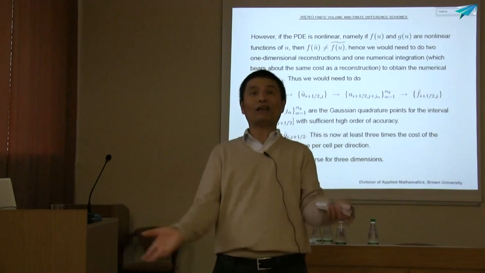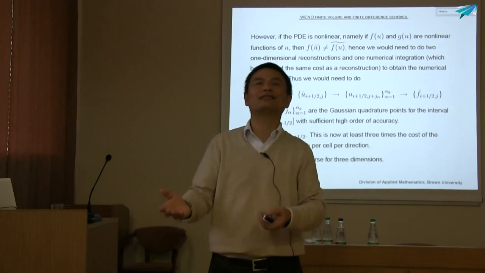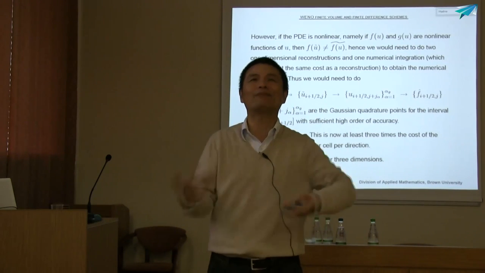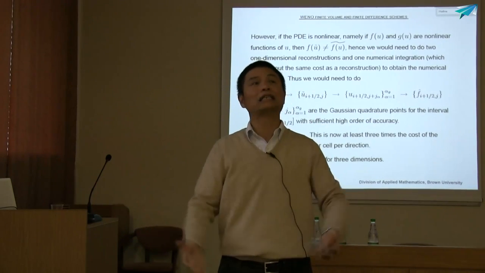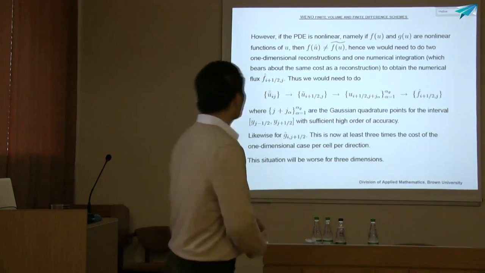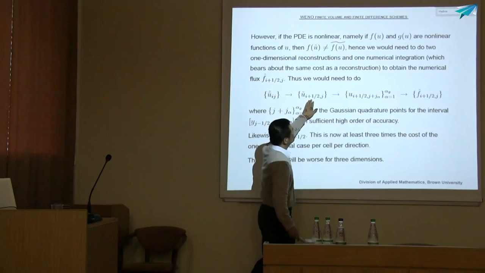It's true only if you have a linear function, right? f(u) equals 2 times u, that's fine. You first multiply it by 2 and then you integrate. It's the same as you first integrate then multiply it by 2. So that's my previous example. But here, with the nonlinear function, it is no longer true. So you cannot just get from this to this, and then you are done.